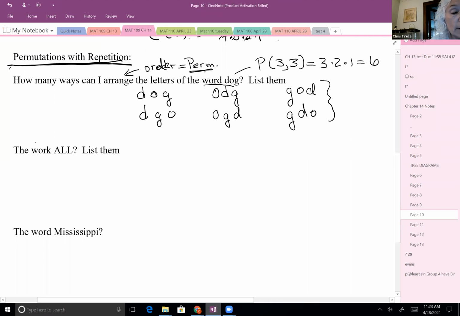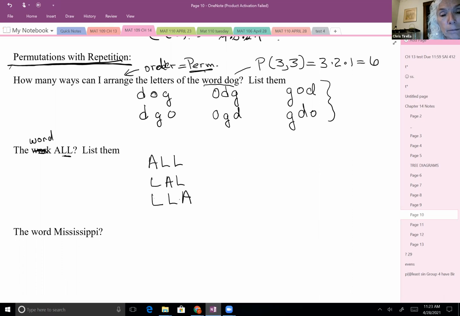Now here, what if instead, that shouldn't be work, that should be word, I'm sorry. I have the word all. Well, it's sort of a permutation, but you notice 2 of them are the same. So let's try making that list. I could have A-L-L. If I swapped the L's, it wouldn't look any different, would it? I could have L-A-L. I could have L-L-A. Are there any others? I don't think so. So there are 3 ways. And so do you see how by comparing all to dog, if some of the letters are the same, it's a smaller number.